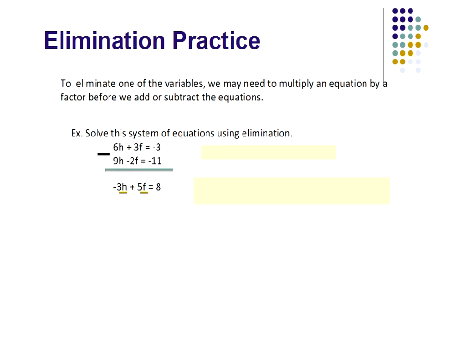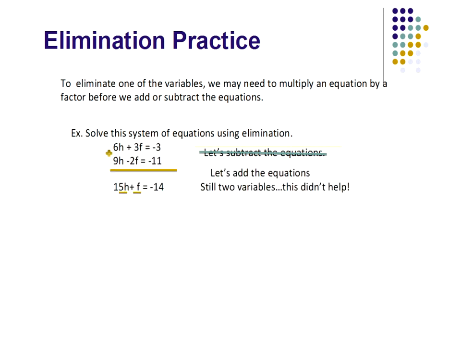So here's an example. We have 6h plus 3f equals negative 3. And we also have 9h minus 2f equals negative 11. Well, if we subtract these equations, we get a new equation. But that new equation actually isn't very helpful because we still have two variables. We didn't eliminate any variables. So we can go and add these. Well, adding the equations doesn't help because I still have two variables.